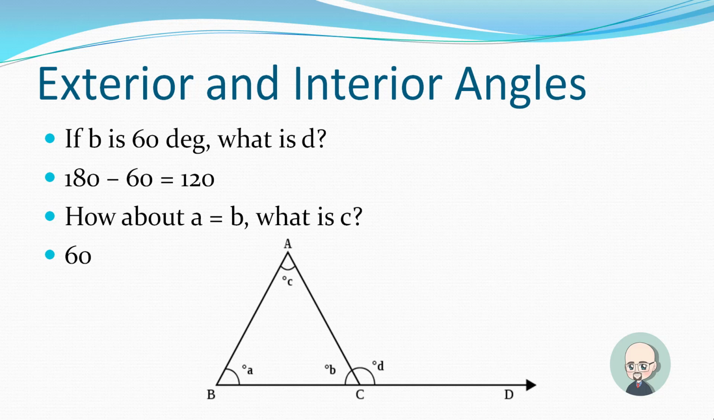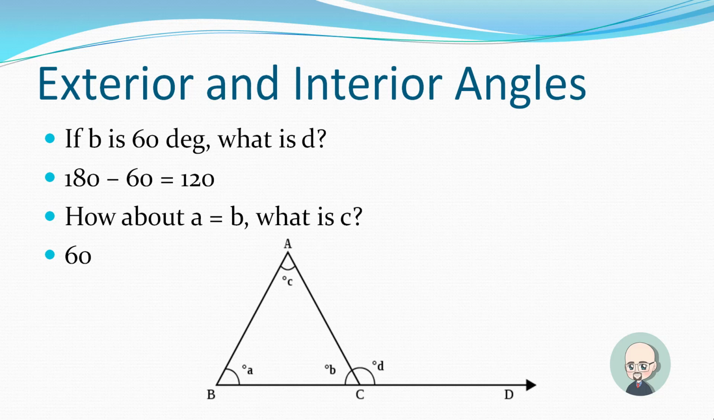So let's do one. If B is 60 degrees, what is D? Remember I told you a straight line angle is 180 degrees. So 180 minus 60 equals 120. So we figured out B is 60 degrees, and we subtracted that from 180, and we got D, which is on the outside of the triangle, an exterior angle.